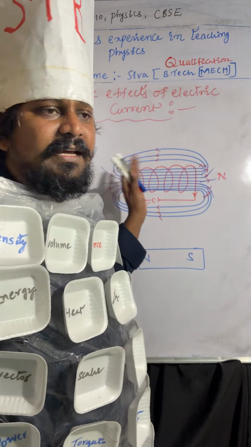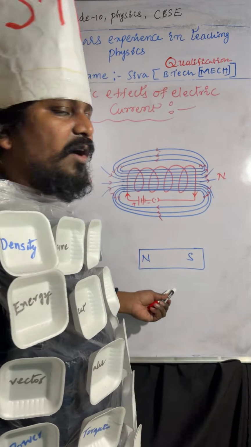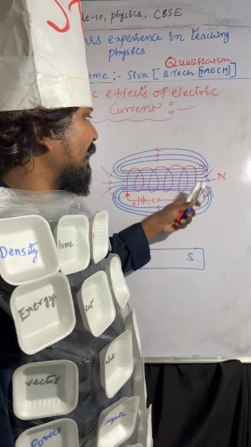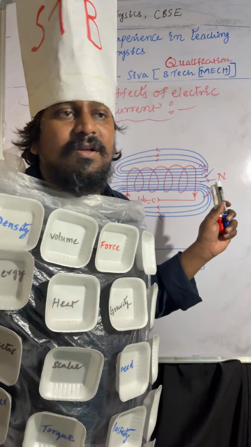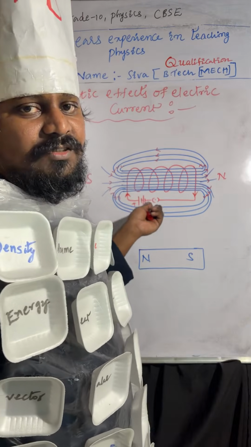North pole, south pole are there, right? Here also, north pole, south pole. For a bar magnet, we can't change the poles. But in a solenoid, we can change the poles. How? By changing the battery. Okay? So by changing the battery.